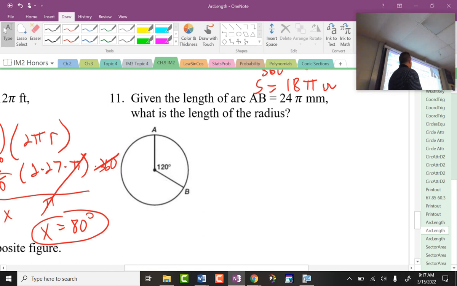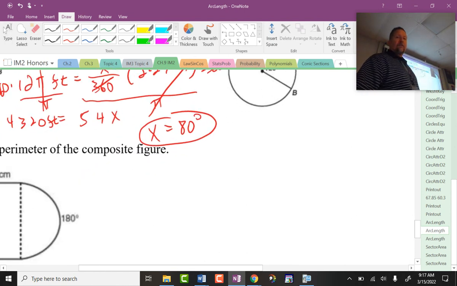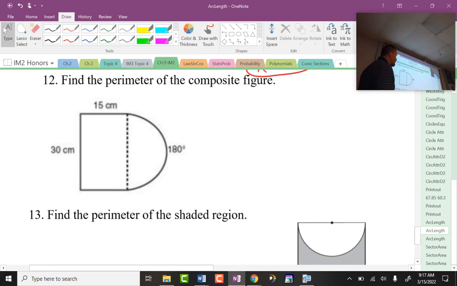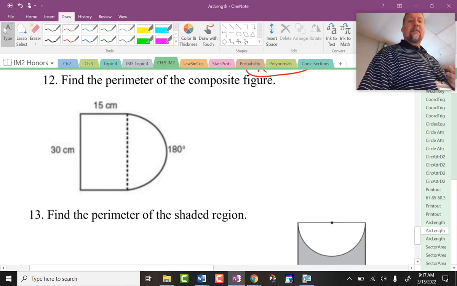Given the length of this, what is the length of the radius? It really is the same kind of question, but now you have to find r. I want to move on and get to area. It's really a problem solver like that. I do want to talk about these. They are pretty fast. You have to understand I do have 13 minutes. I think I had 9 minutes left for area last class.